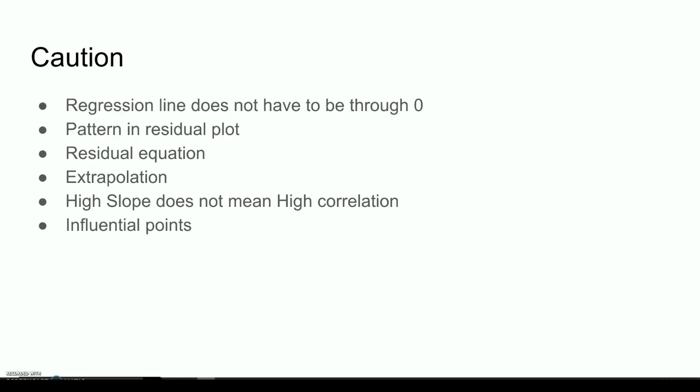The next one is the residual equation. Understand that the residual equation is observed minus predicted, and that sometimes people switch it. The next one will be extrapolation. That means using the regression line for values outside the range of x, so avoid extrapolation. After that, high slope does not mean high correlation. And the last one is influential points. So understand that a big outlier can be an influential point and affect your slope and correlation values.